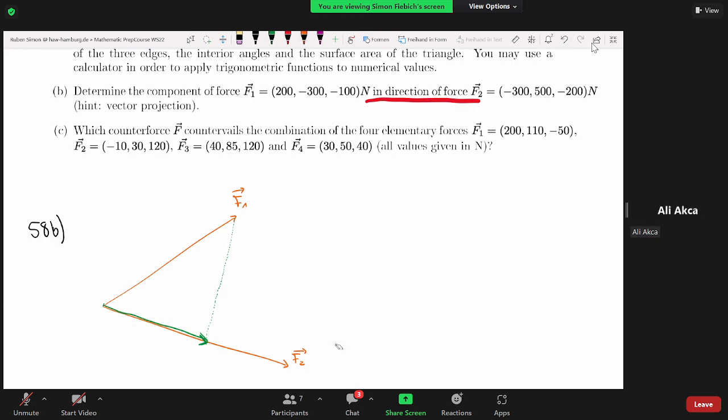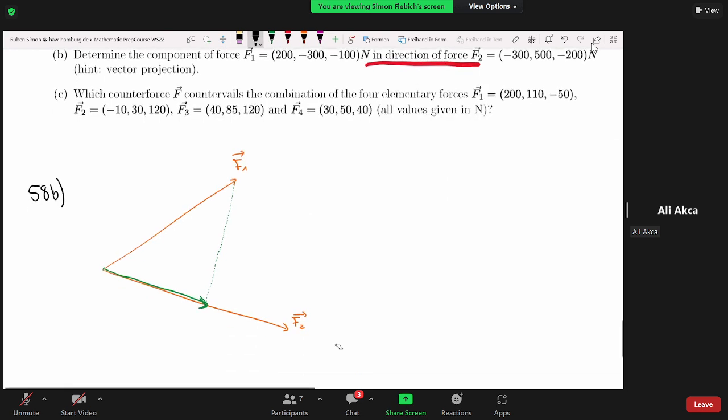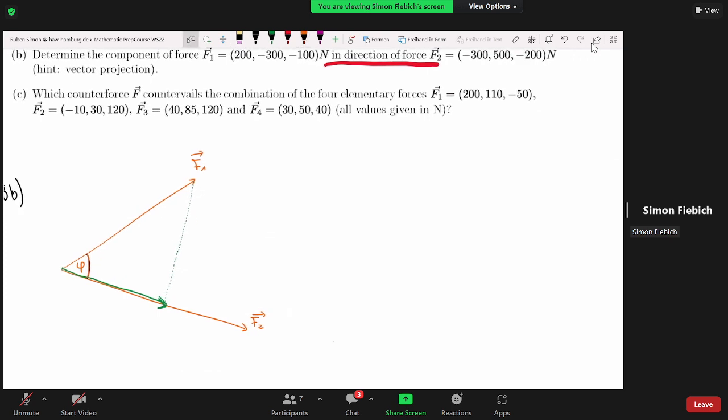Firstly, we need to find the angle in order to find the adjacent of F1. So we could have a look for this angle. I would call it phi down here. Yeah, that's a good thing to do. But maybe there's another thing we should set up first. So we need some kind of basic equation that we should work with.